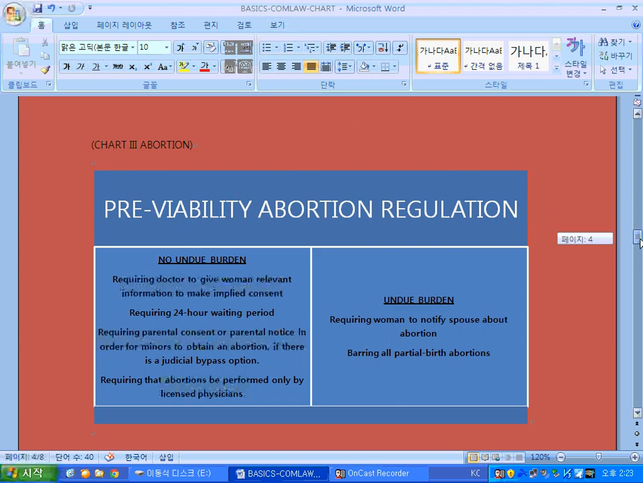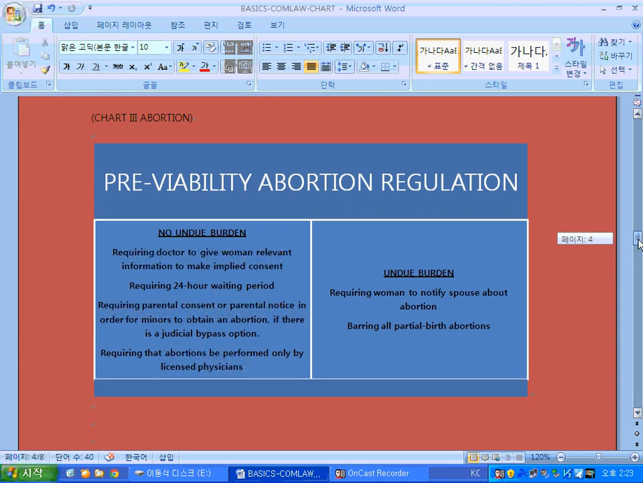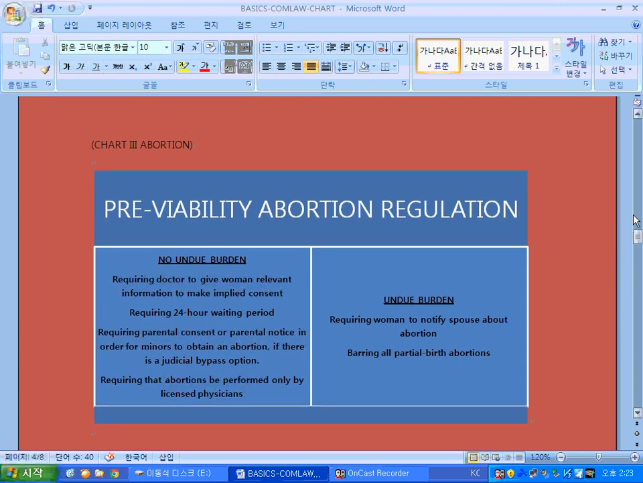And you can find that the abortion issue involves a very intricate nature in practical matters. According to the current court position, I have summarized the pre-viability abortion regulation in Chart 3.